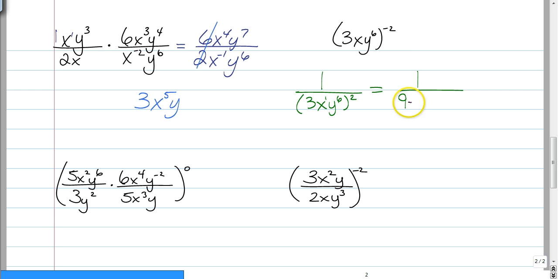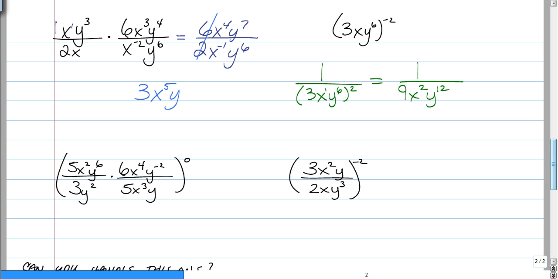X to the 1st times 2 is x squared. Y to the 6th times 2 is y to the 12th, because when you raise an exponent to another exponent, you multiply. And the more and more you hear these phrases, the better you're going to do. So anything raised to 0 is 1, so that big ugly thing just simplifies to 1 because it's all being raised to 0. This one, first step, just like I mentioned, you flip it first and raise it to the power of a positive 2.